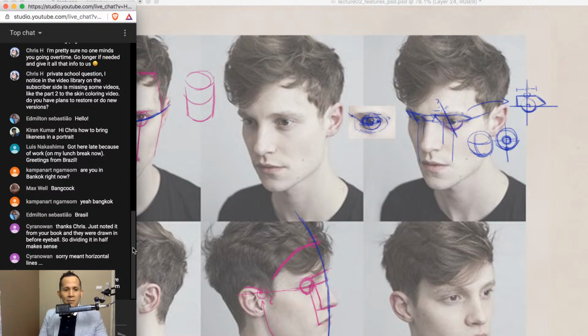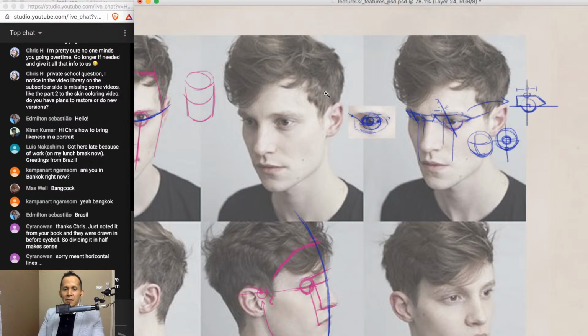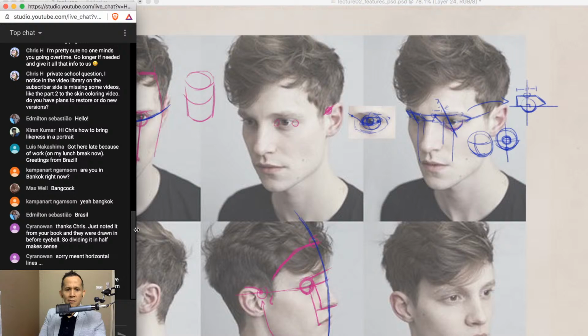Dutch says, thanks, Chris. Just noted from your book they were drawn in before the eyeball. Oh, yeah, I do have head drawings in that book. Horizontal lines? Yeah, the tear duct, the corner of the eye. That's a no-brainer. But really, the most important is the ear connection. Once you have that, everything falls into place.